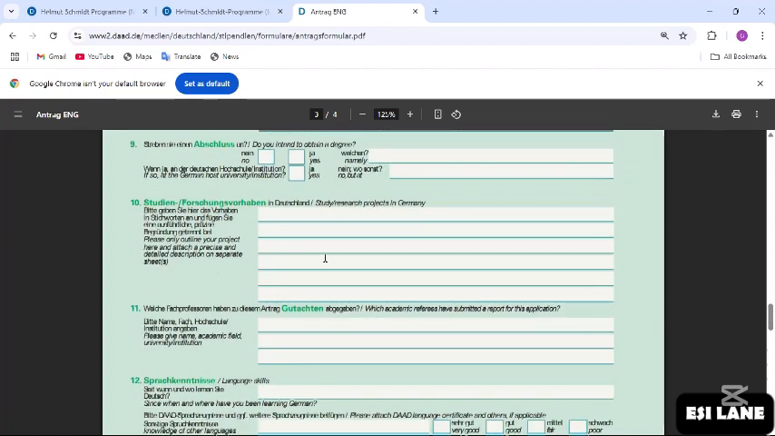The 10th one is study or research projects in Germany. Please outline your project here and attach a precise and detailed description on separate sheets. If you have a specific project in mind, you can write it here. But if you don't have anything, you can just leave this part. But I think that if you put something here, it can help boost your application. So if you have a research project in mind that you want to pursue in your field, you can write it here. If you put something here, it is not compulsory that that is the exact research you're going to do when you get the scholarship. So if you think you have a research in mind and you can give a short explanation here, you can put it there.